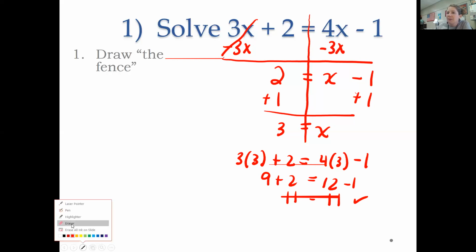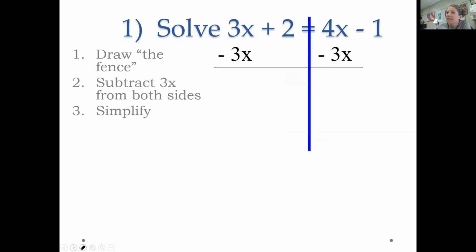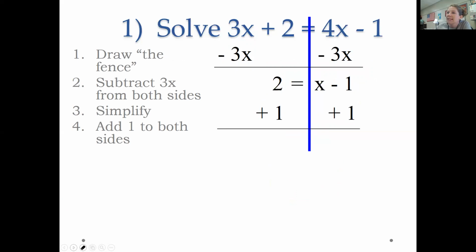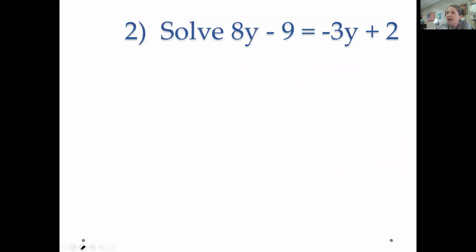All right, so they're going to show you the same way. First thing, you're going to draw your fence. You're going to subtract 3x from both sides. Simplify that, add 1 to both sides, and then finally we get an answer, 3 is equal to x. Then we're going to check our answer by plugging in 3 for x, and we find out that that is true. Okay. All right, now let's look at number 2.